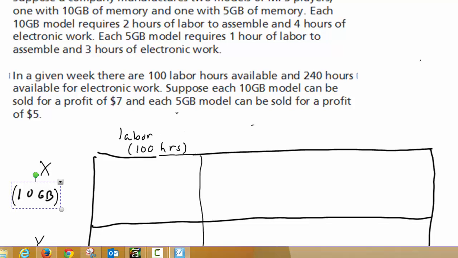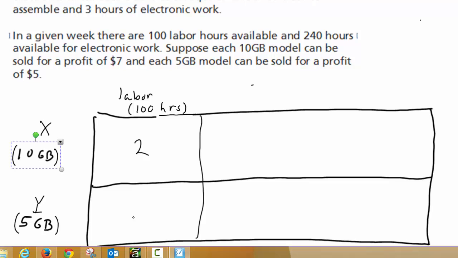And now what can we say? Well, each 10 gigabyte model requires 2 hours of labor to assemble. So that's what we put right here in this first column, right? Because that box corresponds to X. It's telling you for each 10 gigabyte model that gets produced how many hours of labor is required to assemble it, and the answer is 2. And likewise for Y, how many labor hours are required to assemble each 5 gigabyte model? Well, the problem tells us 1, so that's what goes there.